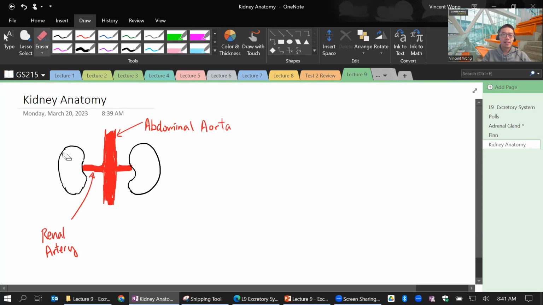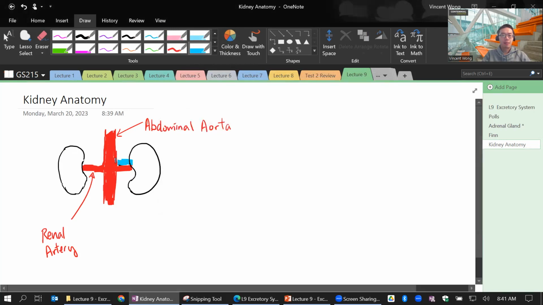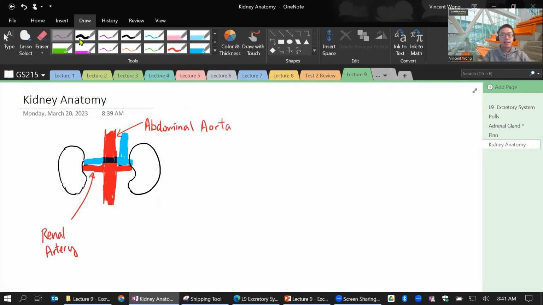So the blood's going to go inside. It's going to get filtered. And then the blood will come back out. And of course, we are going to take the blood back to the heart. So it's going to come out like that. You're going to have your renal vein, and then it's going to go back up. So that is the renal vein.